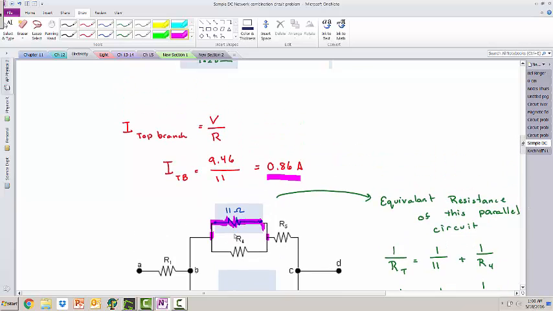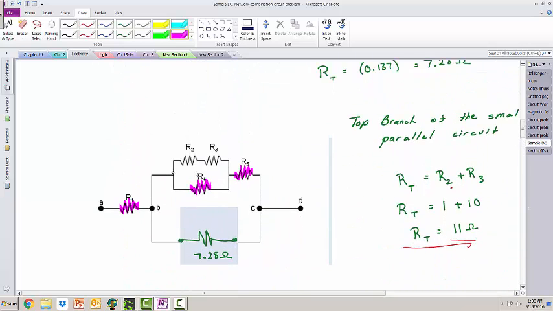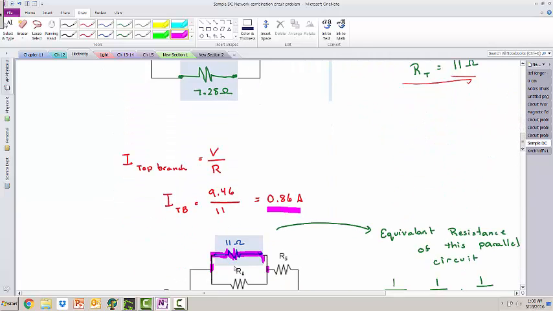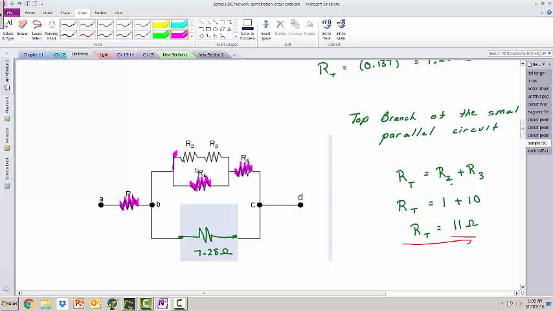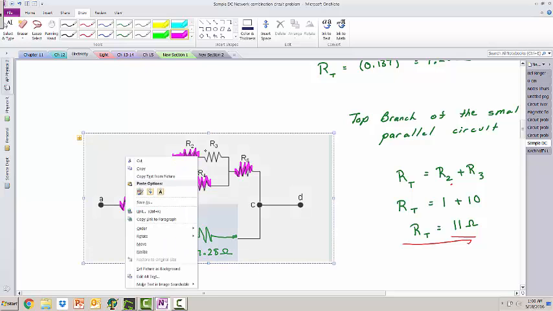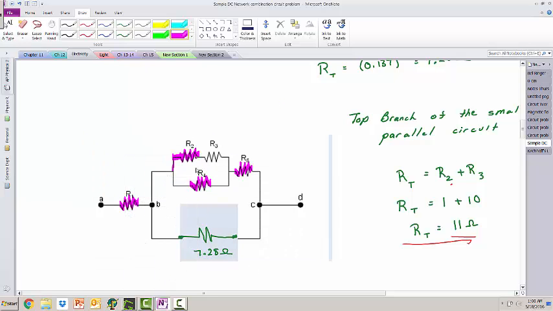So moving on up to this guy, that means that we have 0.86 amps going through resistor 2, and because it's in series with resistor 3, all the amps, all the little electrons that go through resistor 2 also go through resistor 3. So 0.86 amps go through resistor 3.